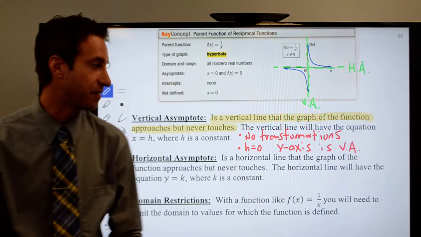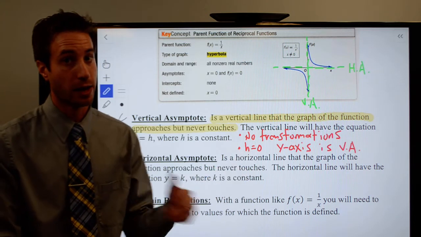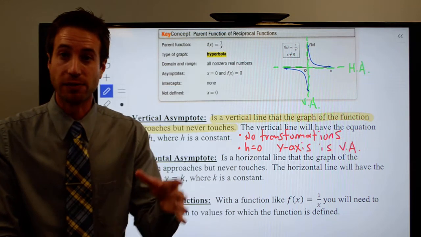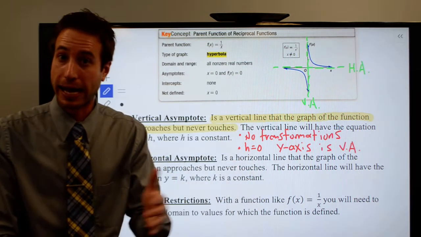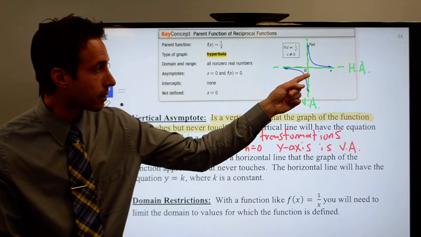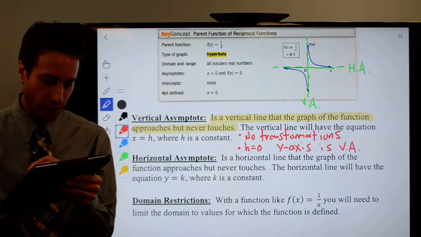Which we'll abbreviate VA. So, if there are no transformations, h is 0. Guess what controls the vertical asymptote? It's h. If I have some value of h, that's going to shift my vertical asymptote. But if h is 0, then the y-axis, right there, is my vertical asymptote.